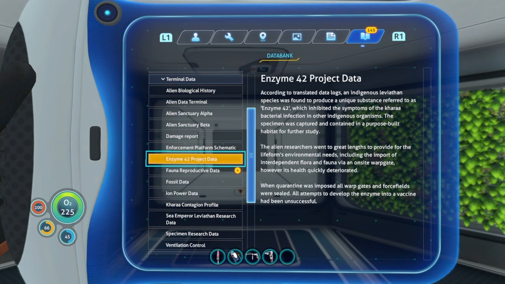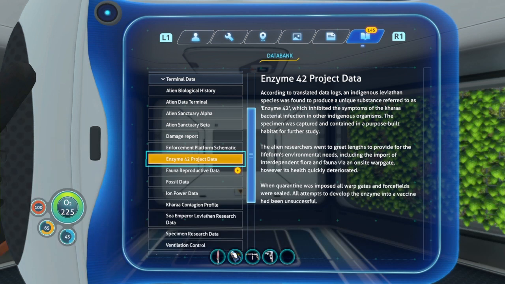Enzyme 42 project data. According to translated data logs, an indigenous Leviathan species was found to produce a unique substance referred to as enzyme 42, which inhibited the symptoms of the Karar bacteria infection in the indigenous organisms.